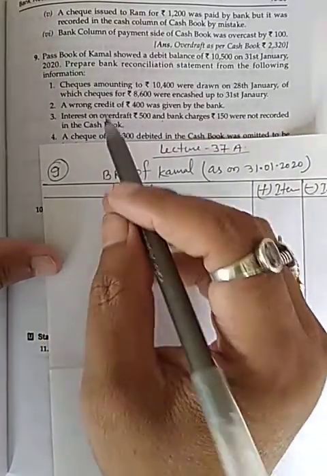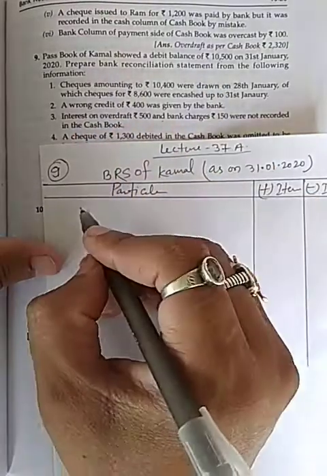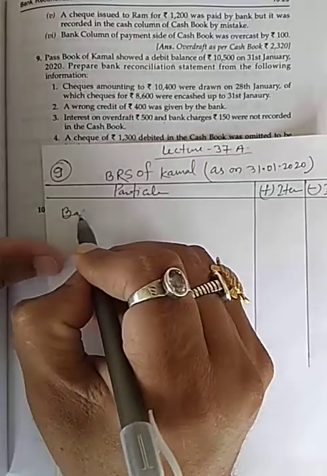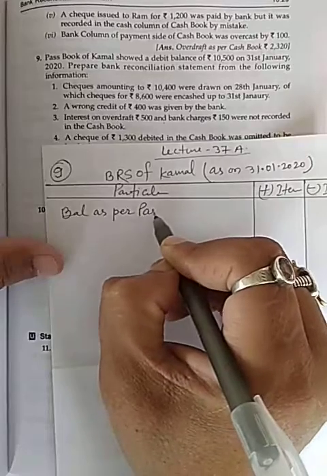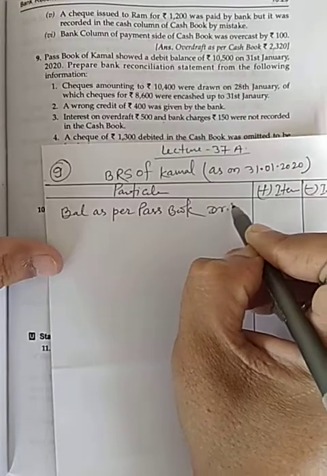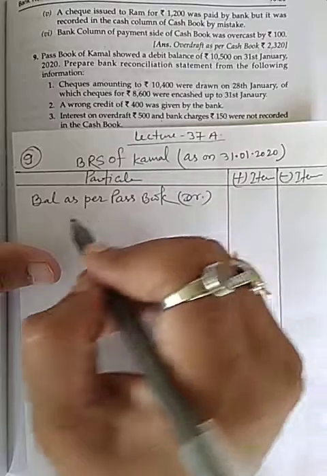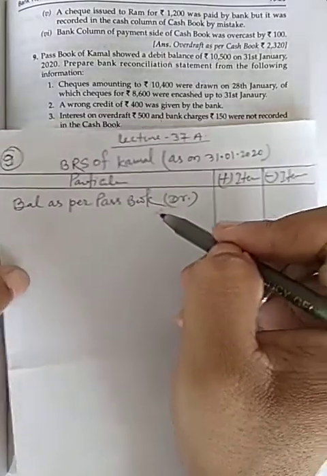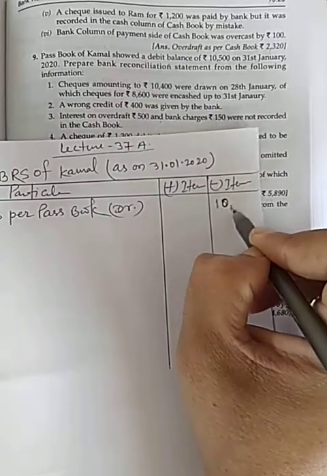Now debit balance of passbook is given 10,500. So I will write balance as per passbook debit, and debit balance of passbook show negative balance, as you know. So I will write it in minus item 10,500.